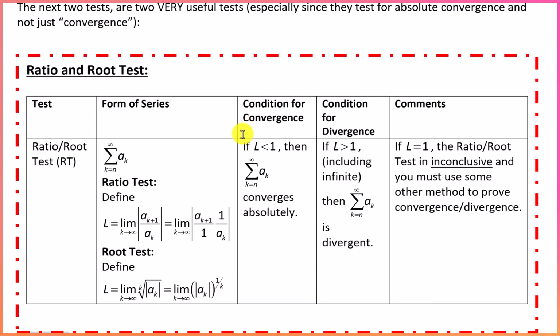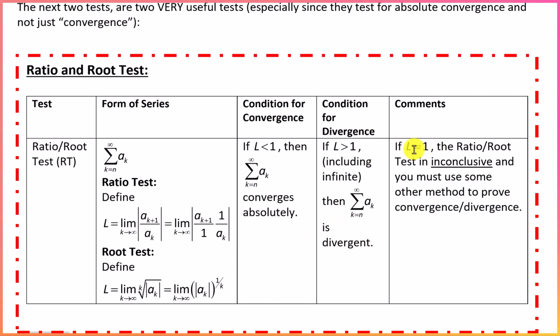When we take that limit, if that limit value, that L, is less than 1, then the series itself is converging absolutely. So again, very strong convergence if we get a limit of a ratio or a root of the terms, if we get a limit that is less than 1. Now, if the limit is greater than 1, which includes infinity, if it is growing without bound, and it will only be approaching positive infinity because we're taking the absolute value, then the series is divergent.